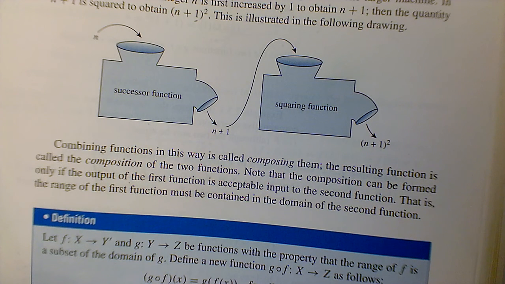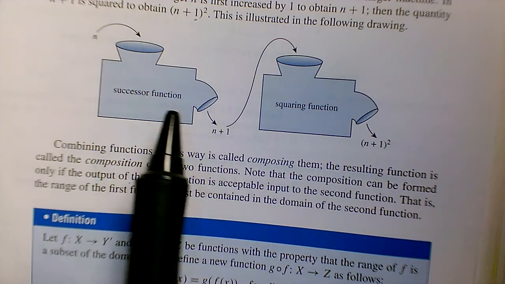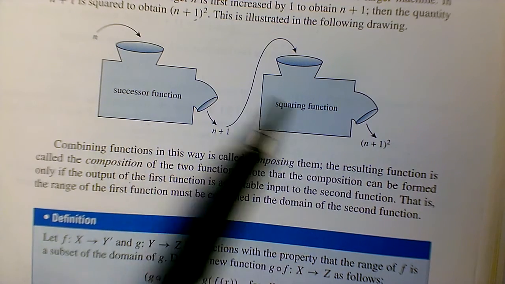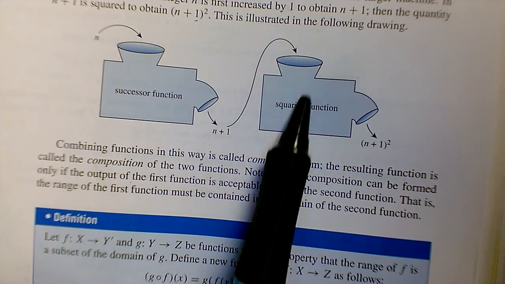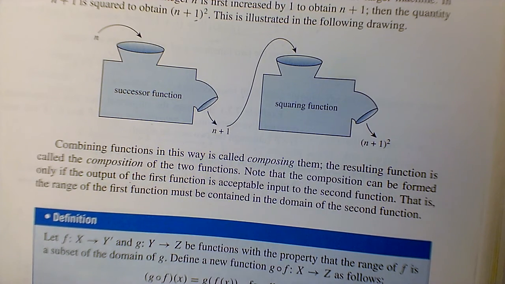The last big idea that we're going to deal with functions in this class is the idea of functional composition. We've already briefly talked about that before when we looked at function machines, and we talked about taking the output of one function as the input into another function.